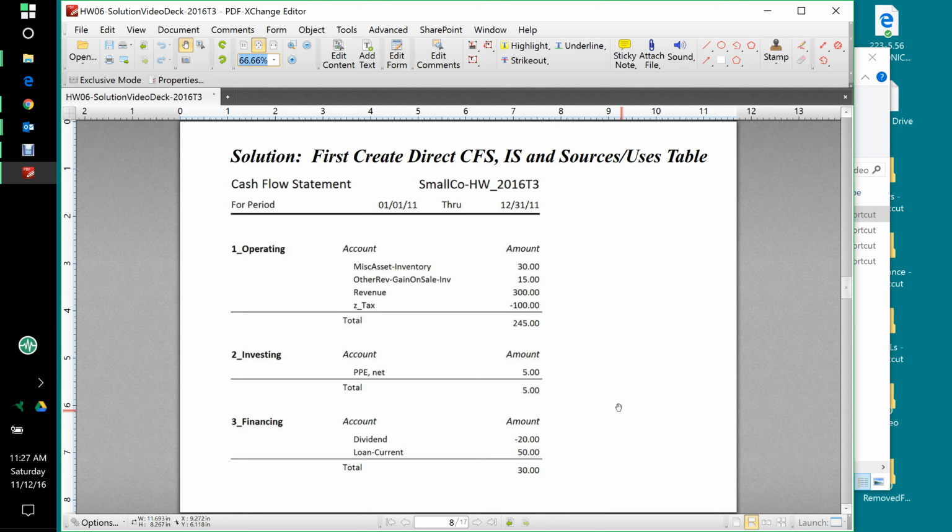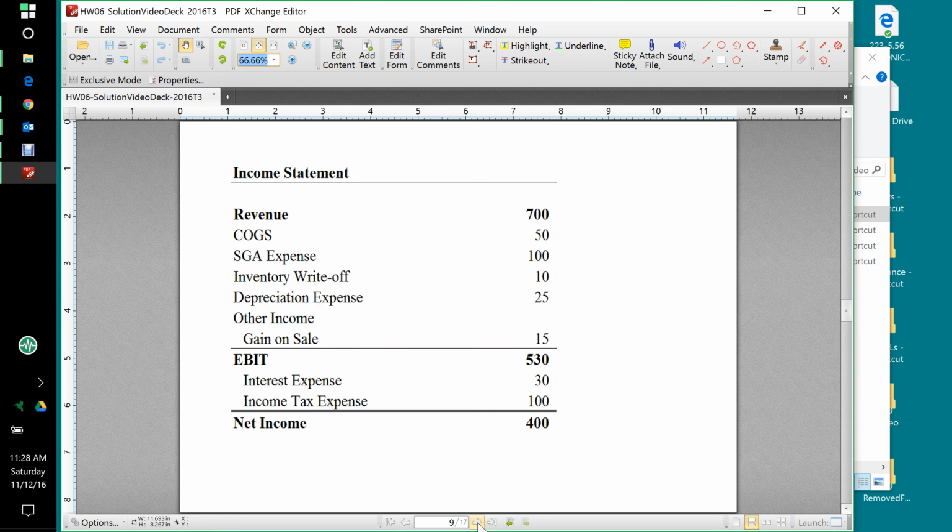And our total cash flow, although not stated here, is pretty easy to add up: 245 plus 5 is 250, plus 230 is 280. So we'll want to make sure we match the grand total and we match the subtotal for operations in our indirect method statement.